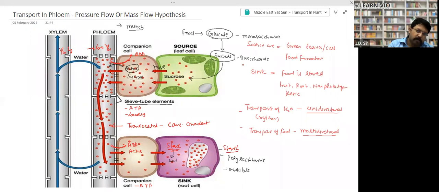Look, now try to understand how this transport takes place. Just a minute. It is very, very important. This diagram will explain each and everything.